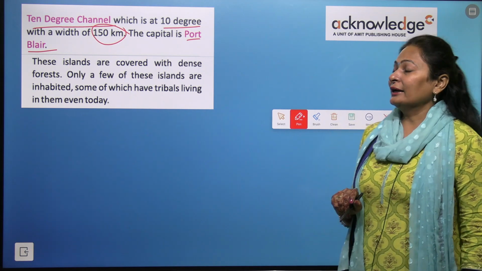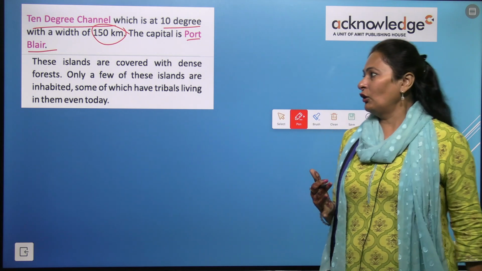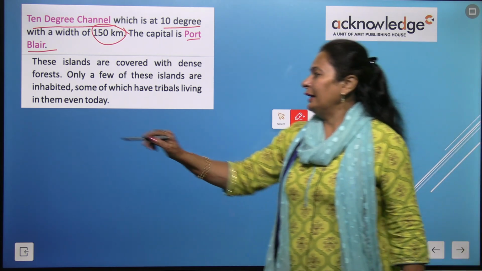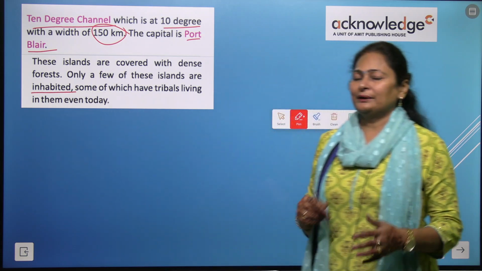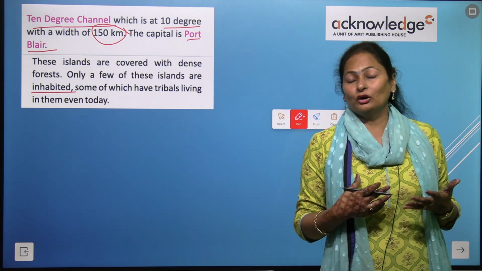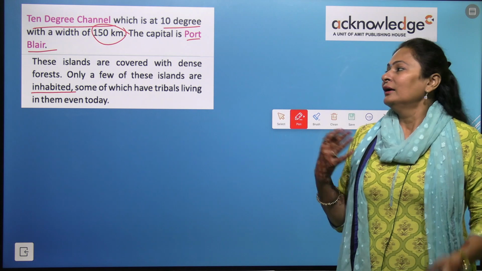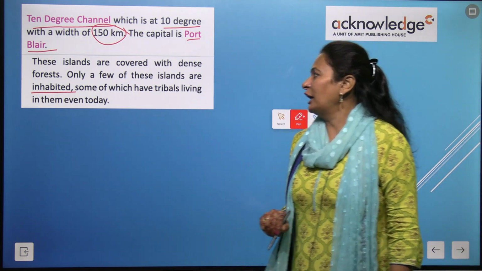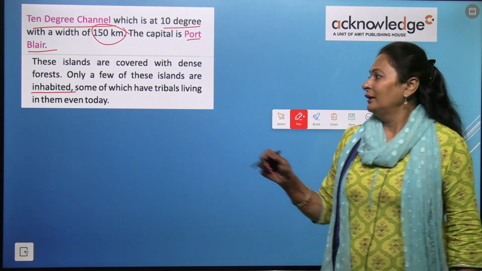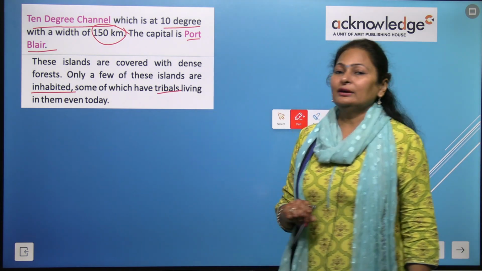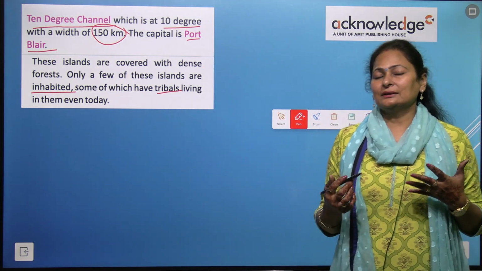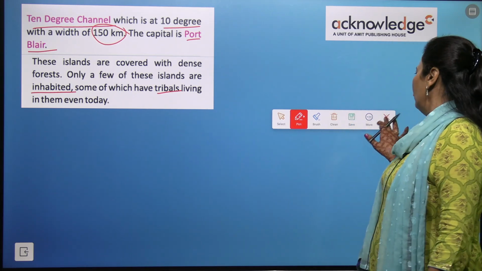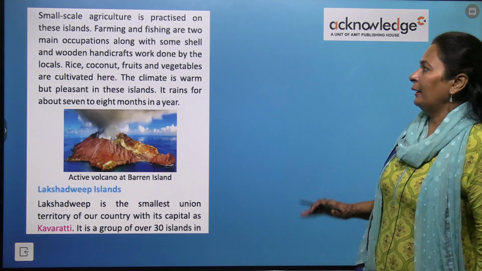These islands are covered with dense forest. Only a few of these islands are inhabited. Inhabited means the people are living on these islands, right? So only a few of them are inhabited, some of which have tribes living in them even today. So tribal people are living there, and only a few islands are inhabited.